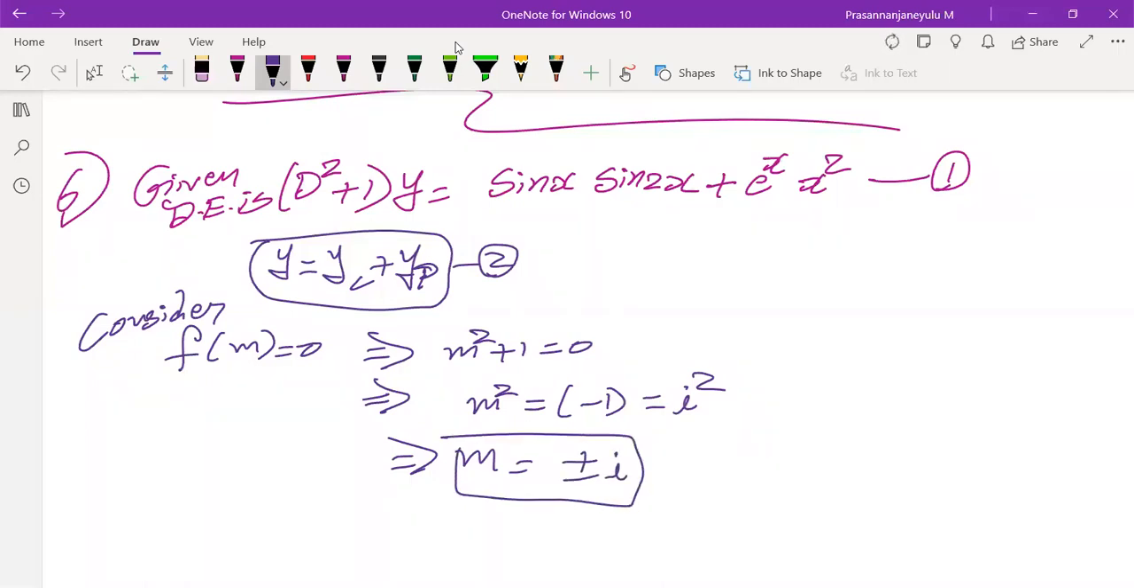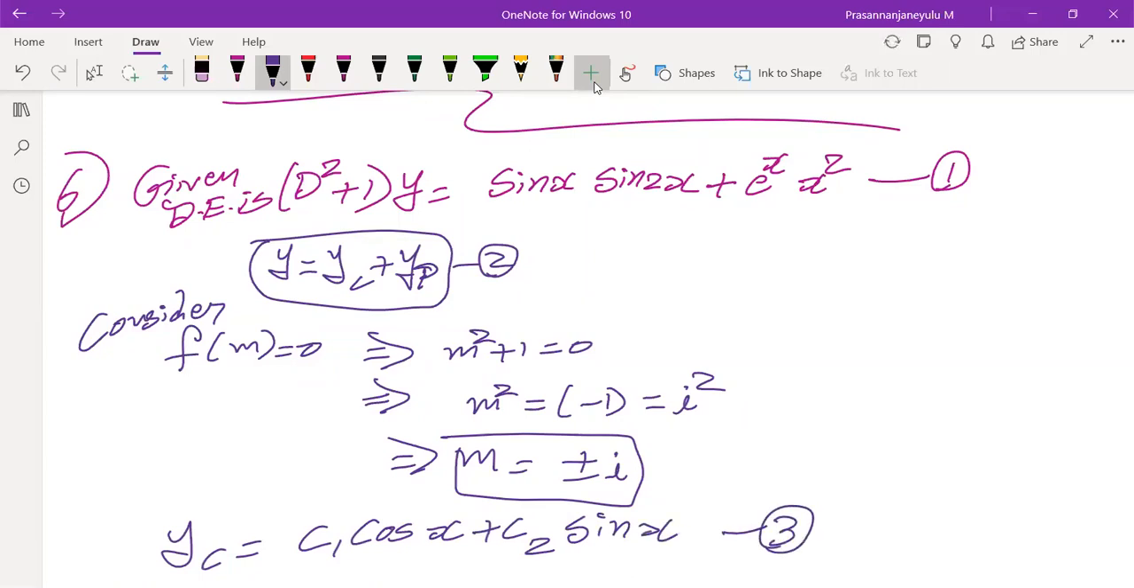Now, when we are getting a complex root, 0 plus or minus ib, what is the value of a? 0. So what is yc going to become? e power 0x is 1 into c1 cos bx. What is the value of b? The imaginary part of this complex number is 1. So, c1 cos x plus c2 sin x.